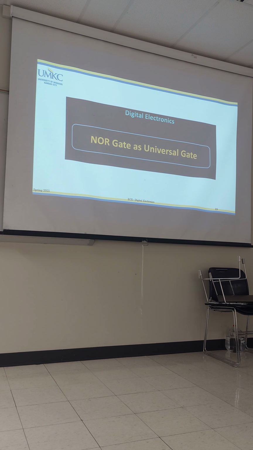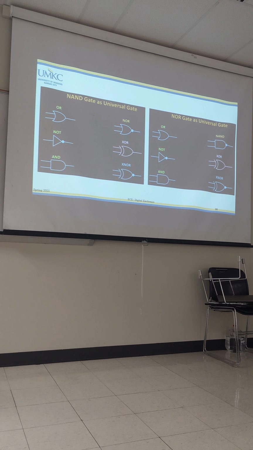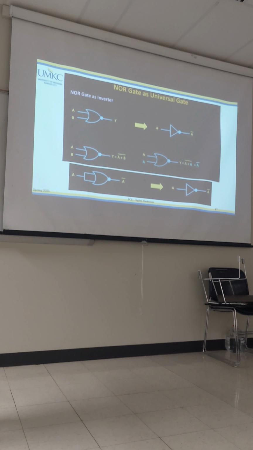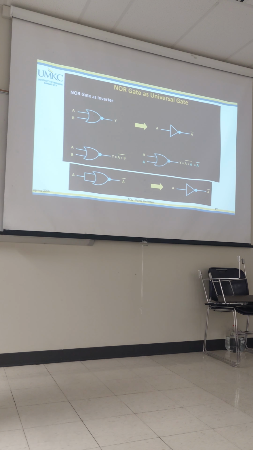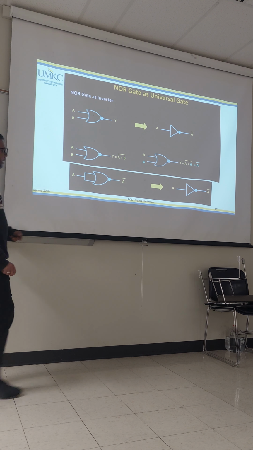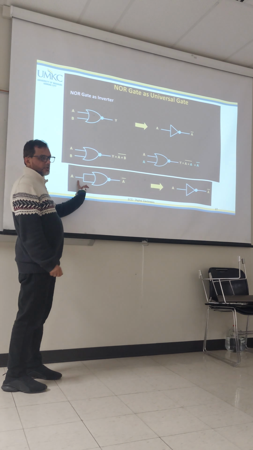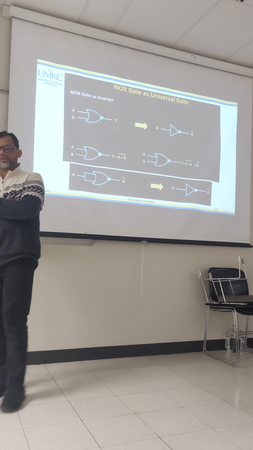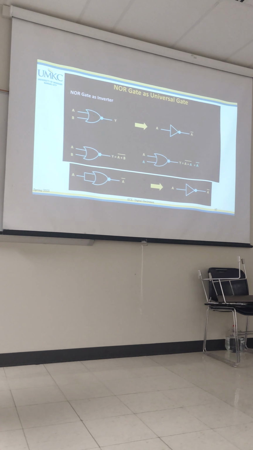Okay. Now the NOR gate as a universal gate. Similar. So we can implement any of the gates by using the NOR gate. The first one is the inverter. So again, it will be the 2 input NOR gate. If you give it to the 2 input NOR gate, it will give you the output of the complement of the input. So to implement an inverter circuit, we need 1 NOR gate.